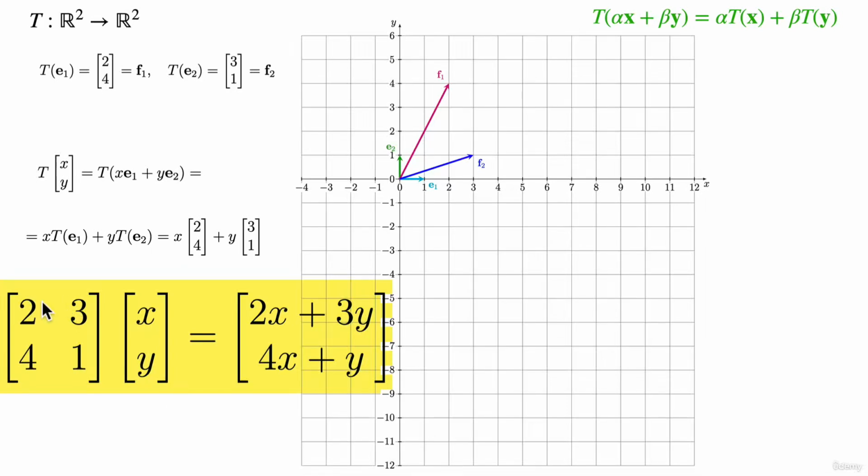And if you remember the dot product from school, then you see that we actually take the dot product of the first row vector with the column vector in the first place, and the second row vector with this column vector in the second place.